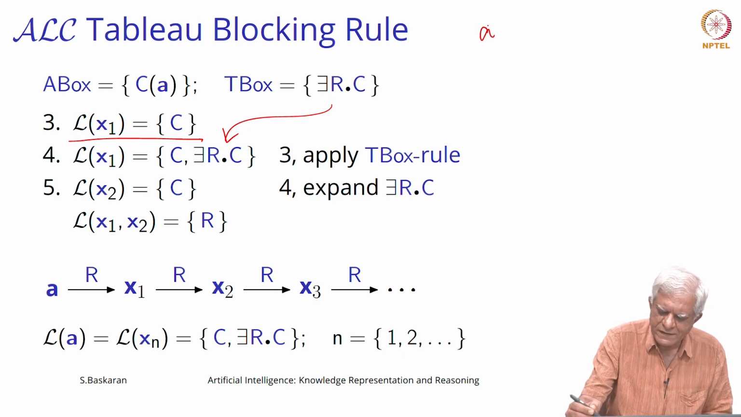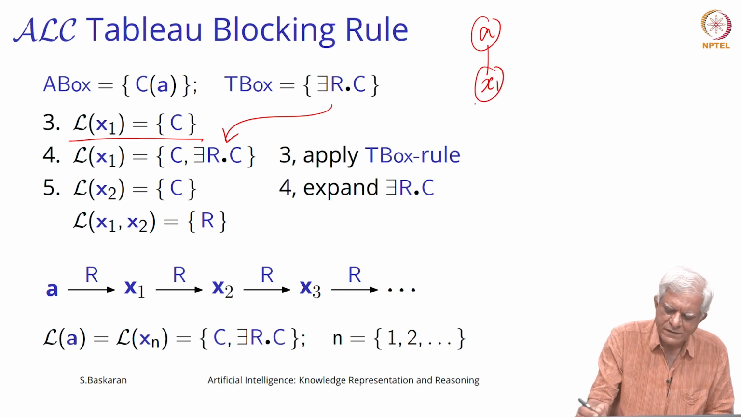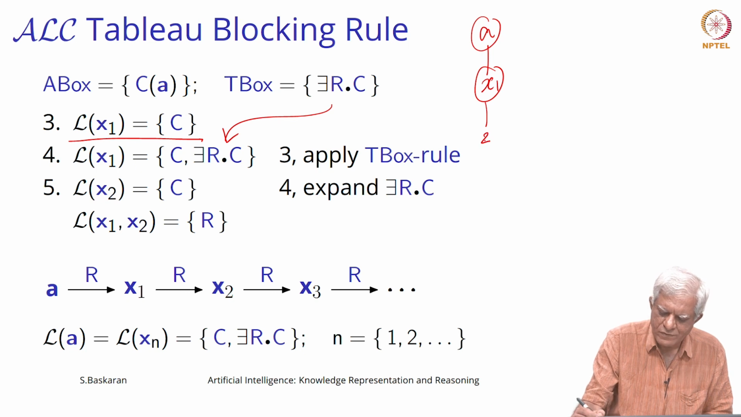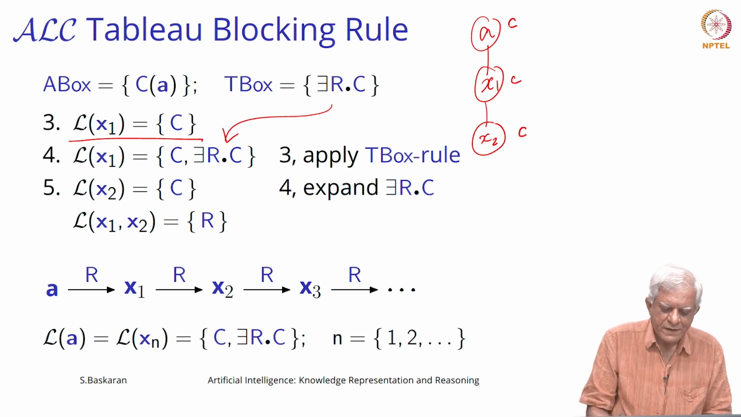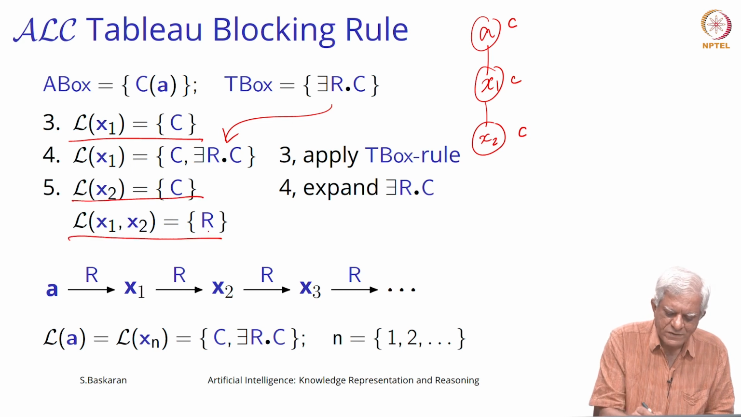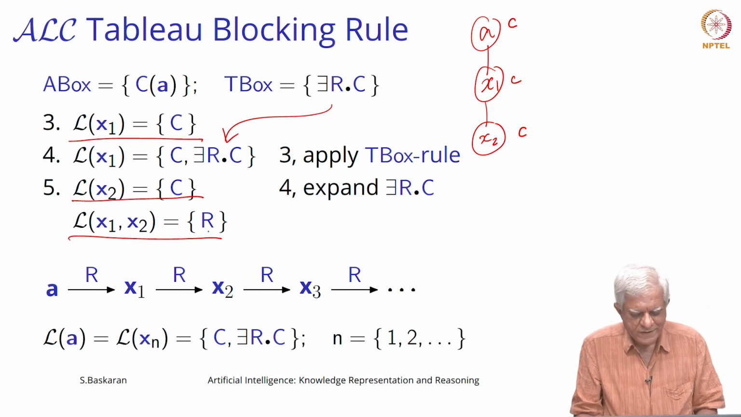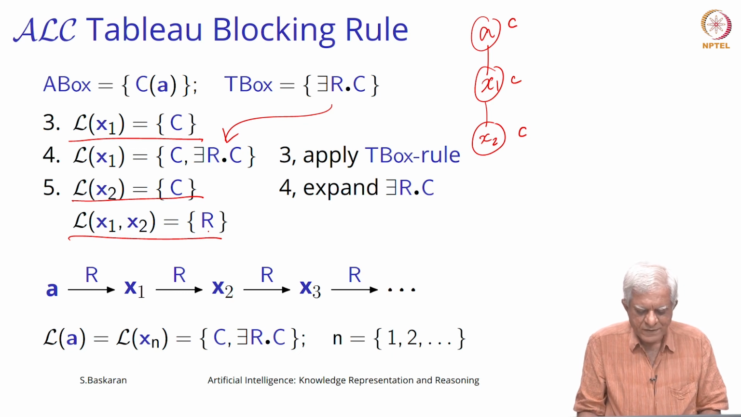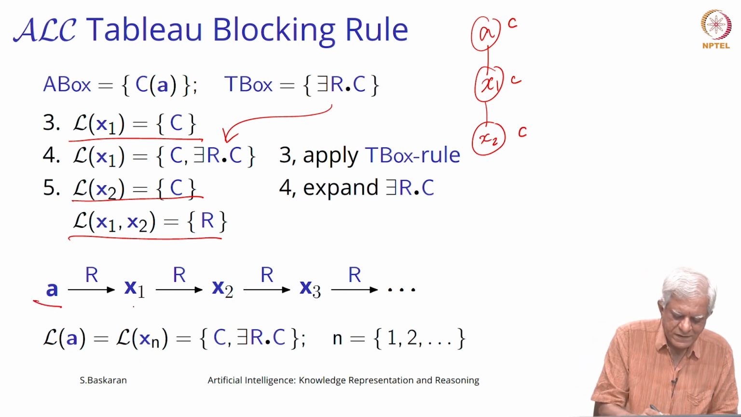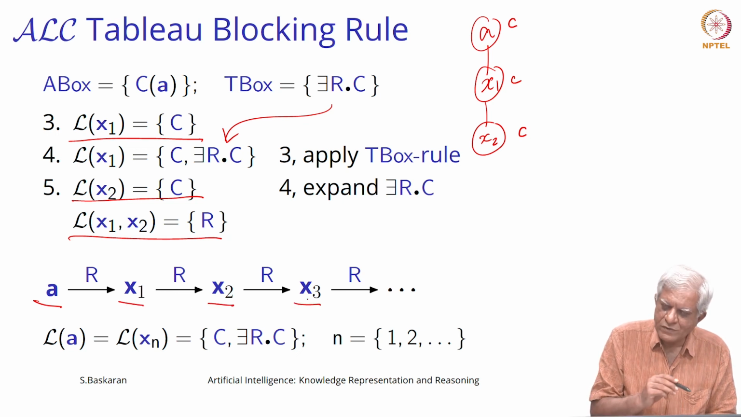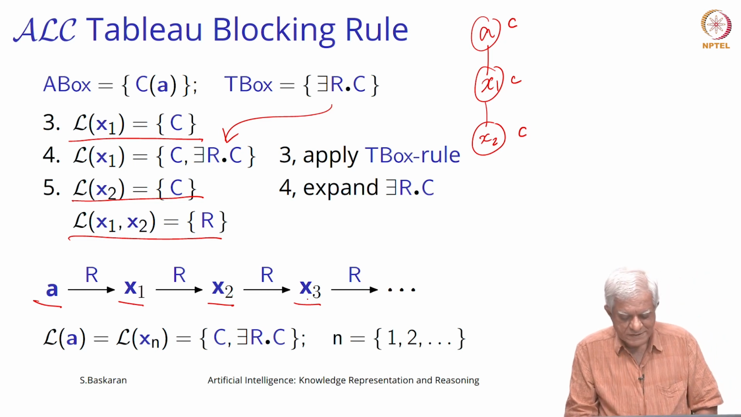So, we started with A, then we added x1. Now we are saying to add another variable x2, which must come from the class C. Everything is from the class C in this example. So, x2 must be from the class C and x2 must be a role filler for x1 essentially. You can see we started with A, we added x1, we added x2, then we will add x3 and so on, and we do not want to keep doing this. So, this is where we define the blocking rule.